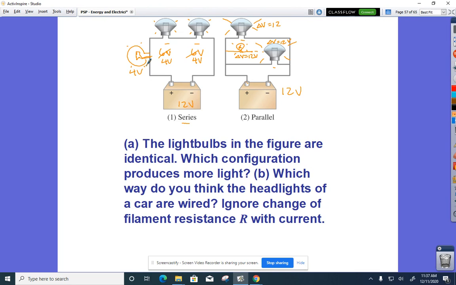Now, which way do you think the headlights on your car are wired? And hopefully you realize that your headlights are wired this way. You can burn out one bulb. I often see cars that have one bulb burned out, and the other one is still operating. They are wired in parallel for that reason.